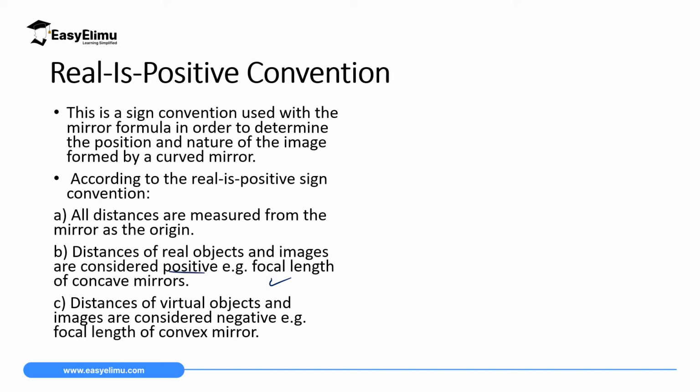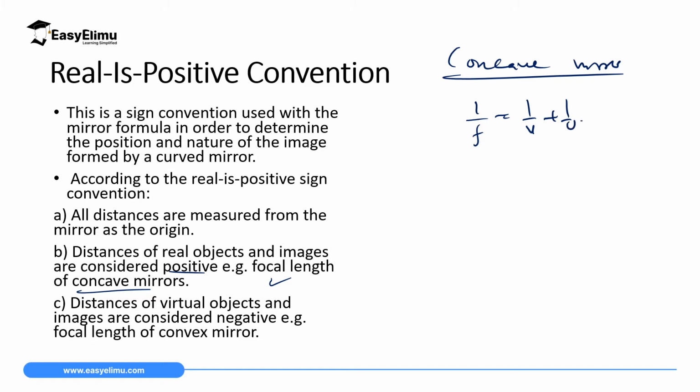Like in this case, if you have an object in front of a mirror, then that U is positive. Then if you have V, that is the distance of all the images formed in front of the mirror, it means V is also positive. And then the focal length for a concave mirror in this case is also positive because it's always in front of the mirror. So for a concave mirror, if we write our mirror formula as 1 over F is equal to 1 over V plus 1 over U, F is always in front of the mirror, so it is positive.